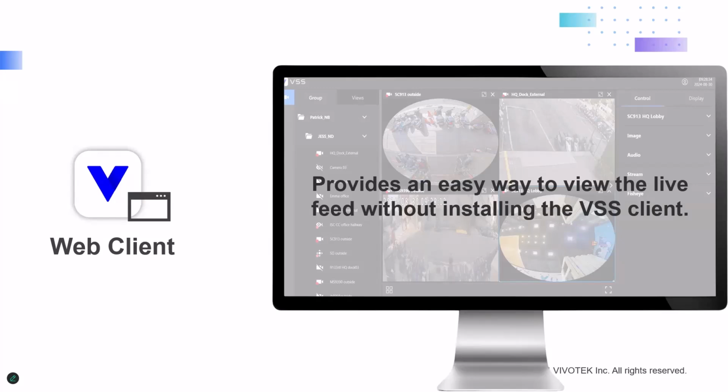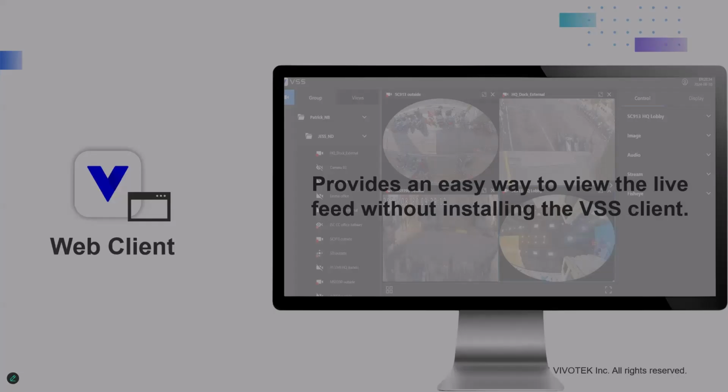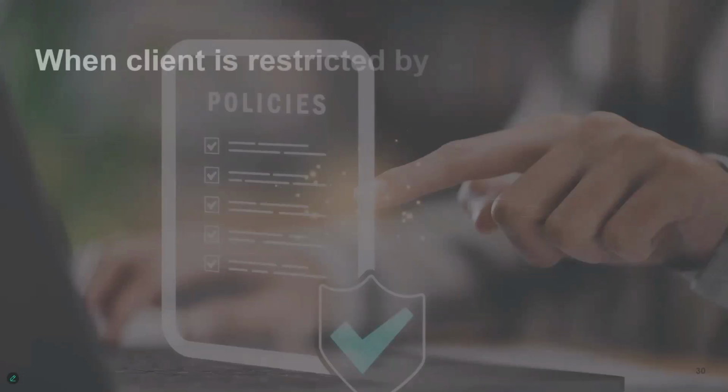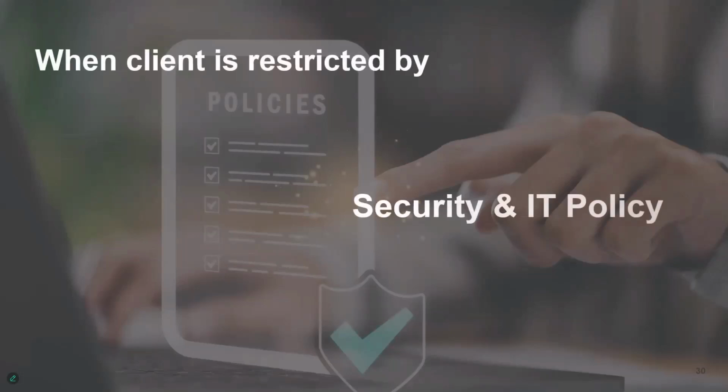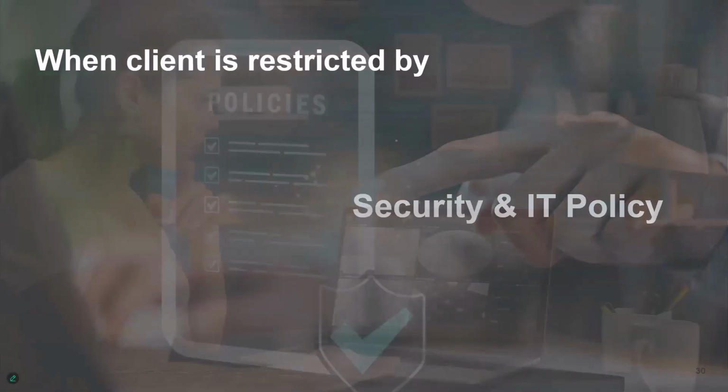Let's move on to the second new feature, the web client. Many of you who are familiar with our VMS have either requested this feature yourselves or you've heard similar requests from others. So, one key reason for the demand for the web client is security and IT policy requirements, right? So, many enterprise and government agencies prohibit employees from installing third party software on their computers. However, those employees may still need access to view surveillance footage, making a web client an ideal solution.